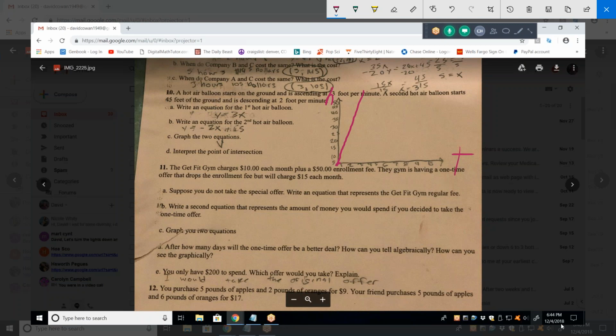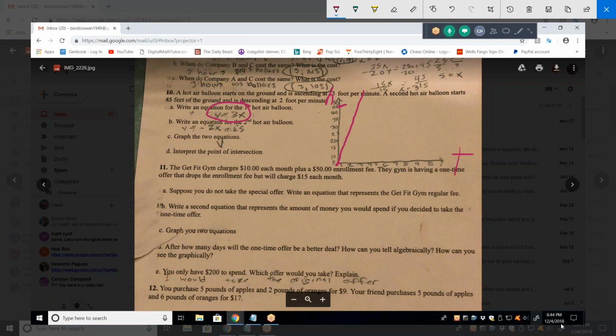So that is the equation for the first balloon, because its y-intercept is 0. And now there's a second hot air balloon. But it doesn't start on the ground. It starts at 45 feet. So what is its y-intercept? 45. Okay, right there. And what is its rate?